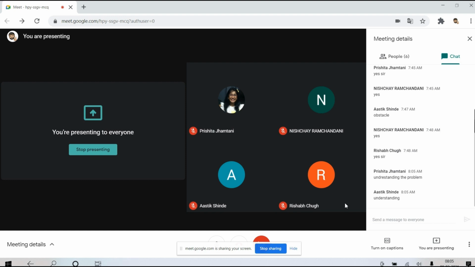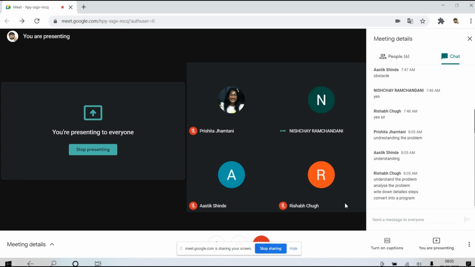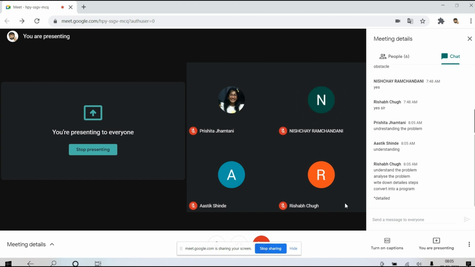And all the trace outputs which I collected, I brought from different forums and all, they will be really beneficial for you. I guarantee that whenever you face your interviews, they'll really help you. Second step is analysis. Very good. Rishabh has written all the 4 steps. Understanding the problem, analyzing the problem, then writing the detailed steps of it and converting into a program.